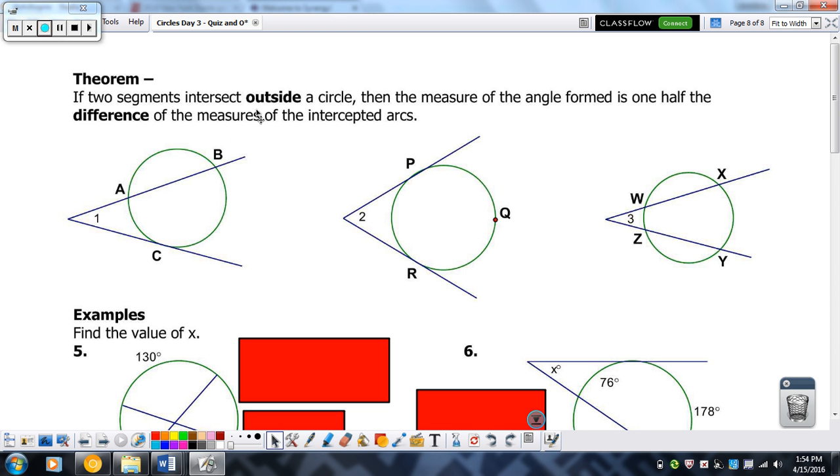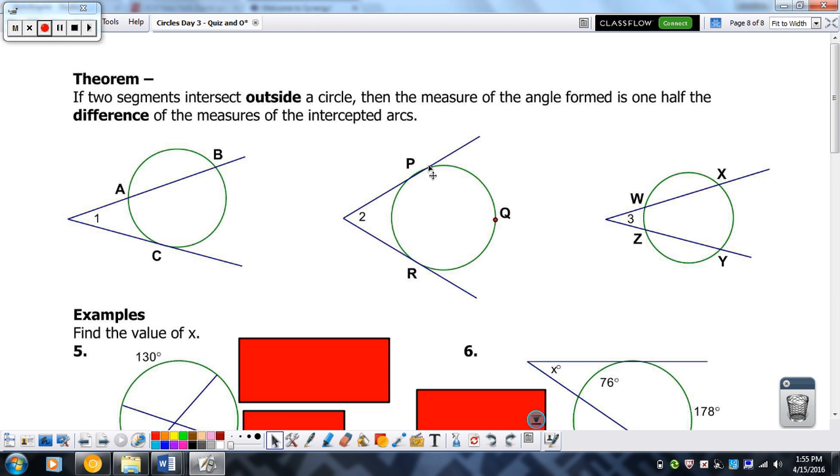Now, if 2 segments intersect outside a circle, then the measure of the angle formed is 1/2 of the difference of the measures of the intercepted arcs. So if it's inside, you add them. If it's outside, you subtract them. It can be like example 1, example 2, or example 3. These intersect outside the circle in all 3 cases. So you would just get the arc measurements and subtract them, doing the bigger one minus the smaller one so you don't get a negative number. Divide it by 2, and that'll give you the angle measurement.